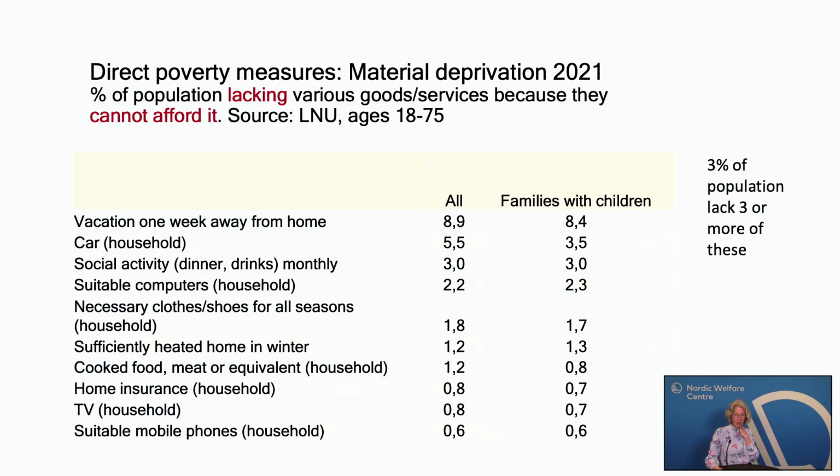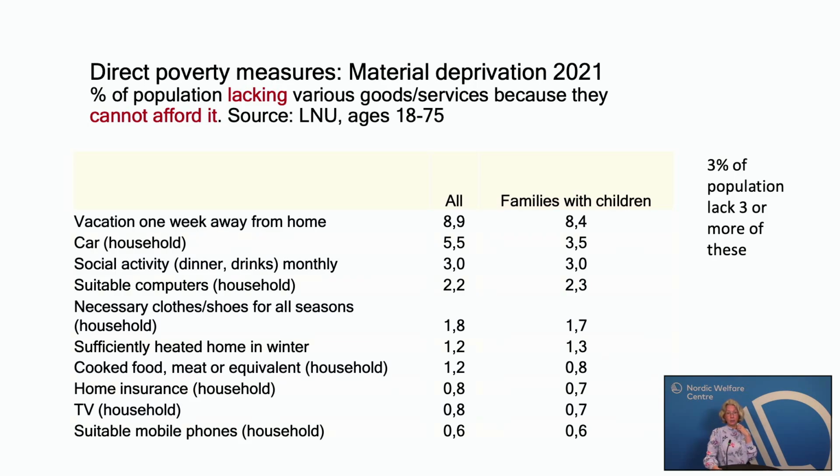So you have, for example, the possibility to have a vacation 1 week away from home, where you see that almost 9% lack that ability because they cannot afford it. And so on, you go down this list, you can see that we ask people about whether they have a car, and if they don't, is that because they cannot afford it, etc.